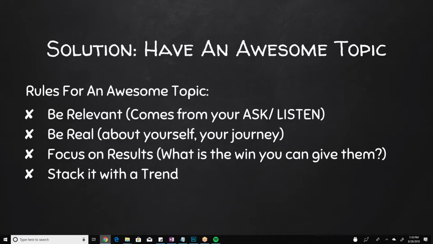And then we want to focus on results. We want to make sure that you give a win for your customer, and that's really important. You got to have a win for them. You want to make sure that you're giving them wins all the time, right?